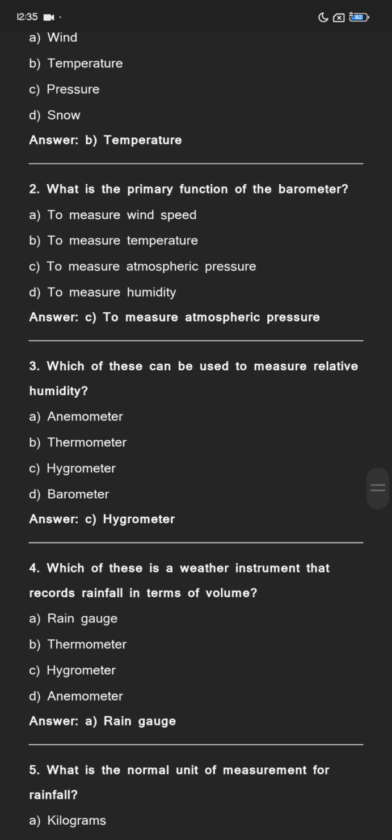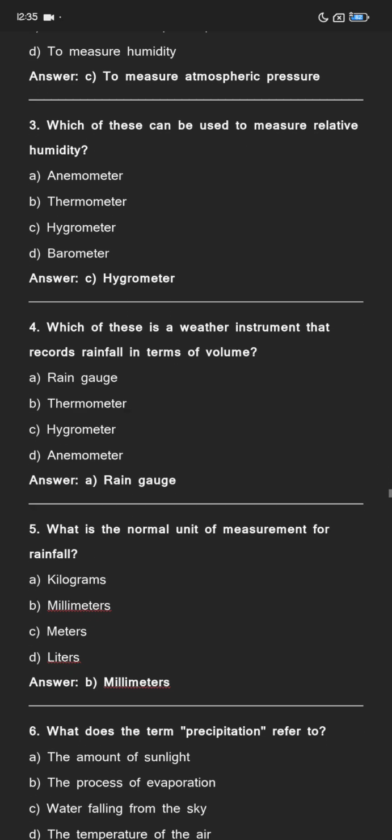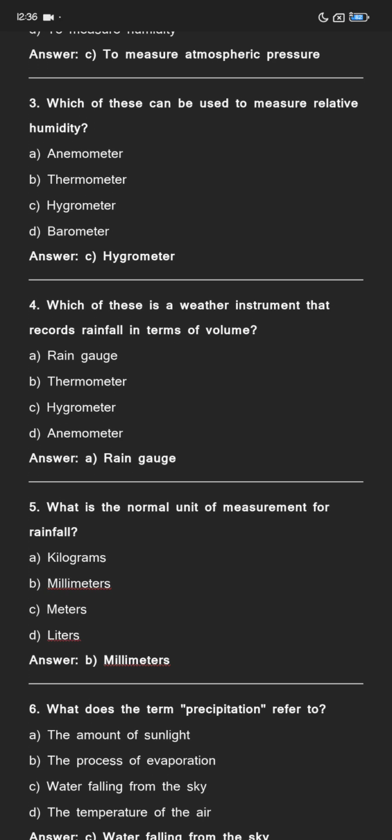Which of these can be used to measure relative humidity? Anemometer, thermometer, hygrometer, barometer. Answer is hygrometer. Which of these is a weather instrument that records rainfall in terms of volume? Rain gauge, thermometer, hygrometer, anemometer. Answer is rain gauge. What is the normal unit of measurement for rainfall? Kilograms, millimeters, meters, liters. Answer is millimeters.